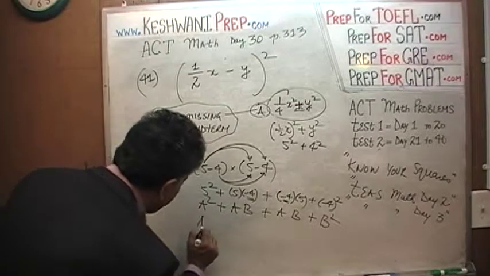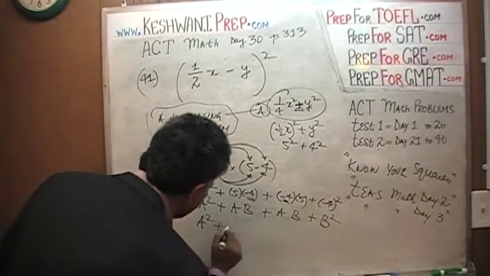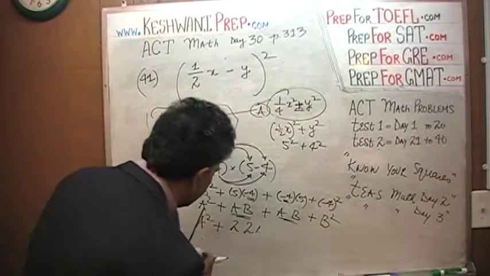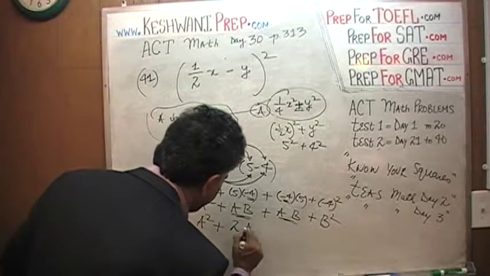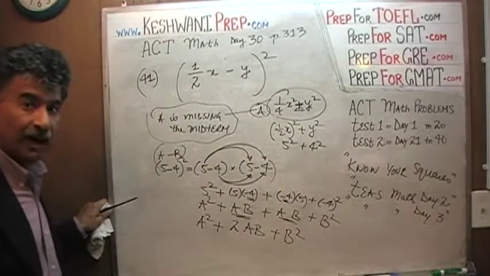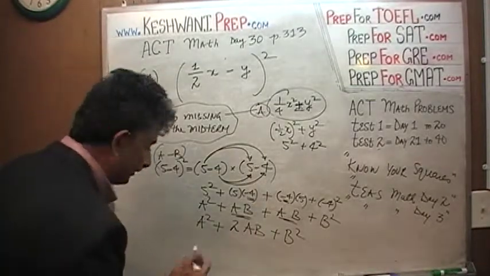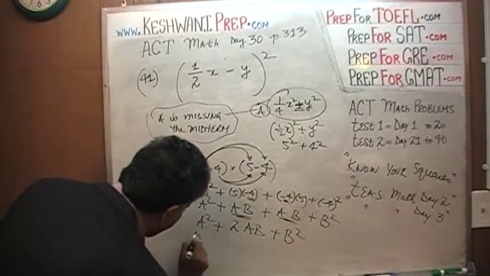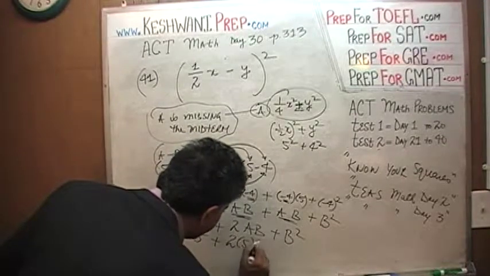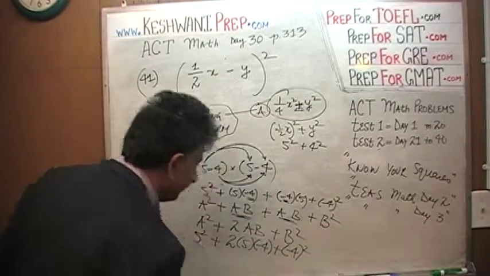So we get A squared plus 2 times AB plus B squared. And that 2 times AB is the missing part. Okay, watch, I'm going to put it in now: 5 squared plus 2 times 5 times negative 4 plus negative 4 squared.